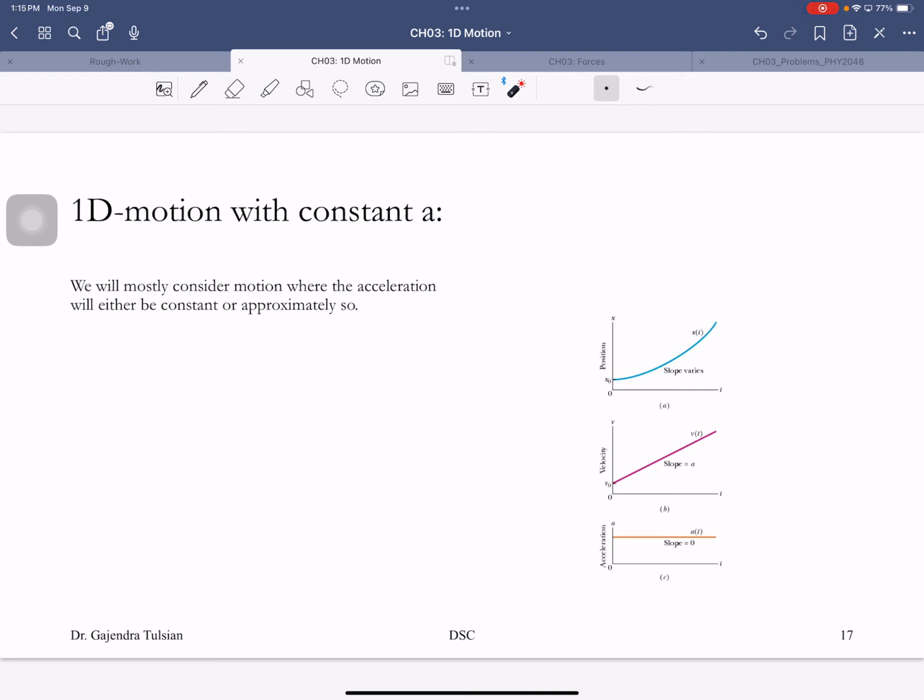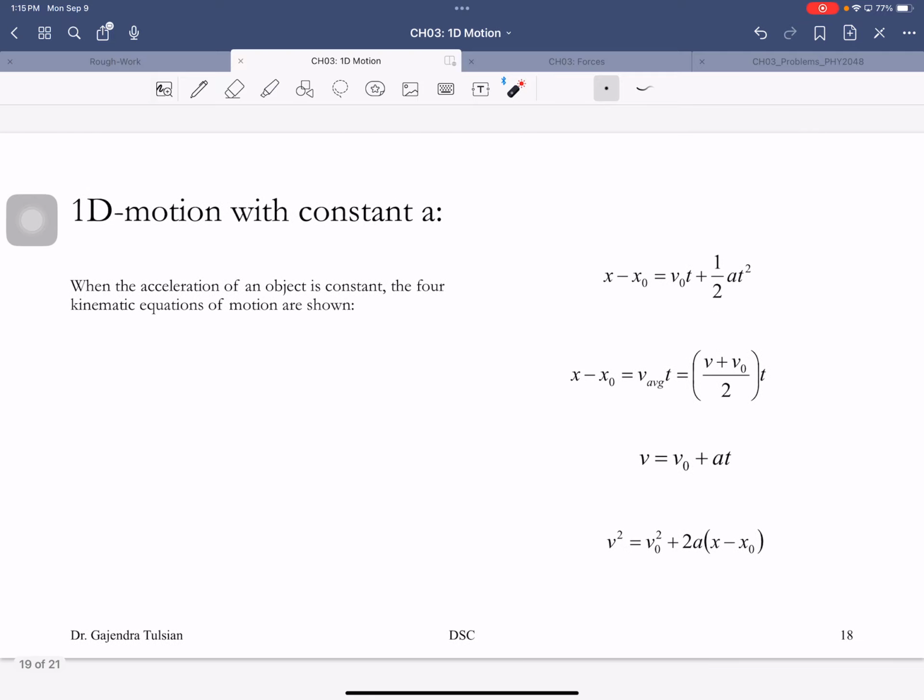You already saw that in this case, the velocity will be a linear function of time, and the position will be a quadratic function of time. So that's what we'll study. These are the 4 kinematic equations. Kinematics is the study of motion, the description of motion. So these equations describe the motion for you.